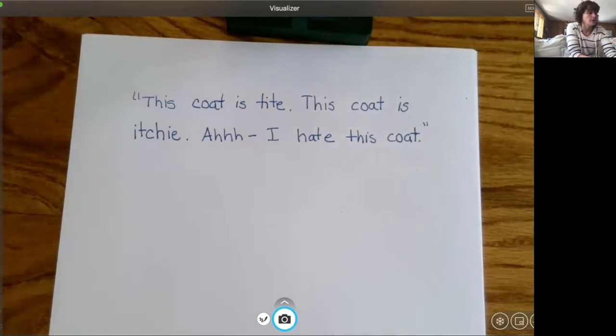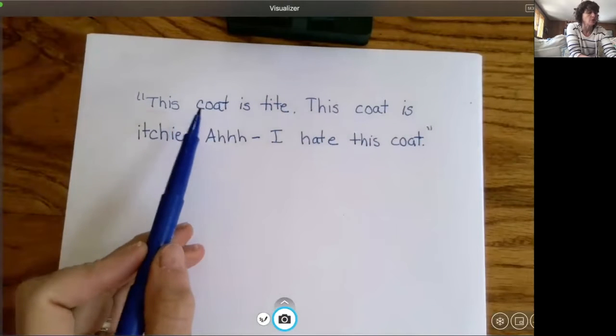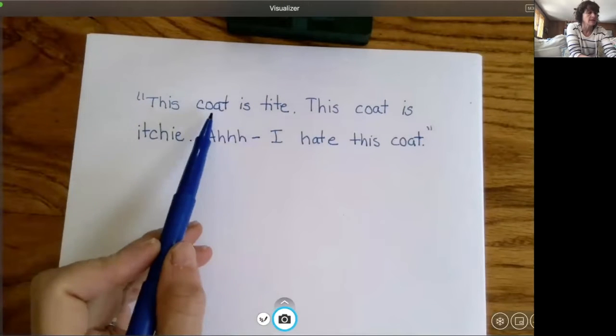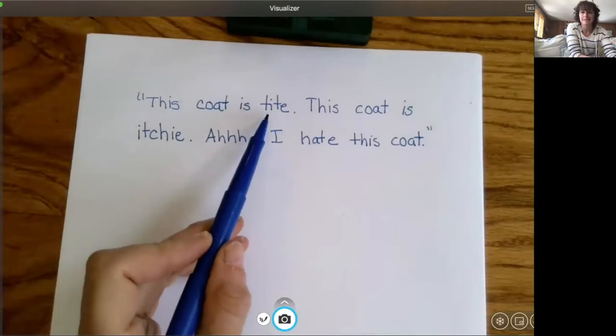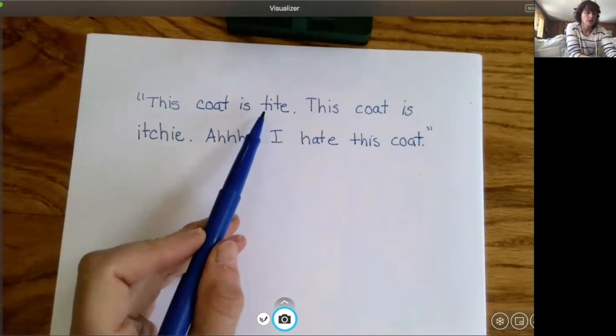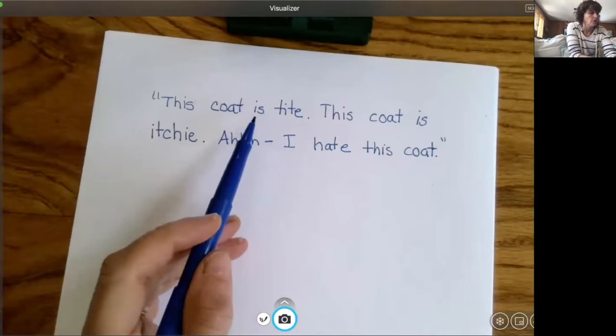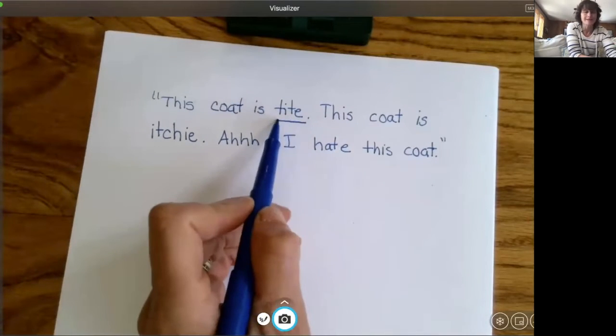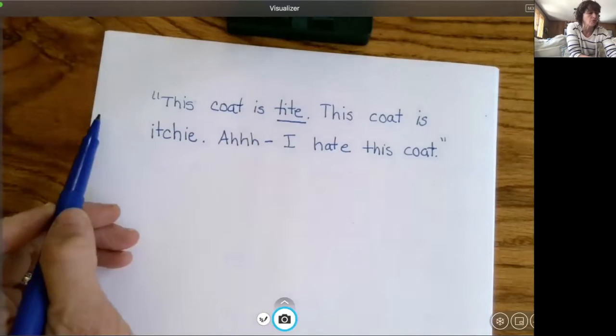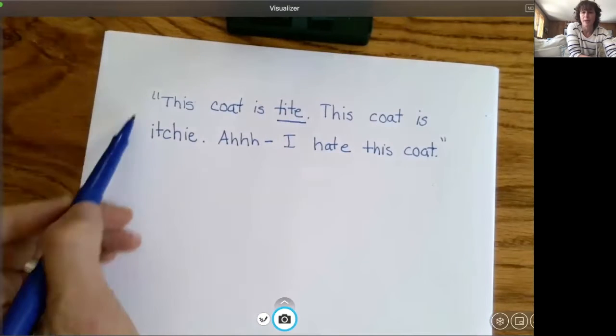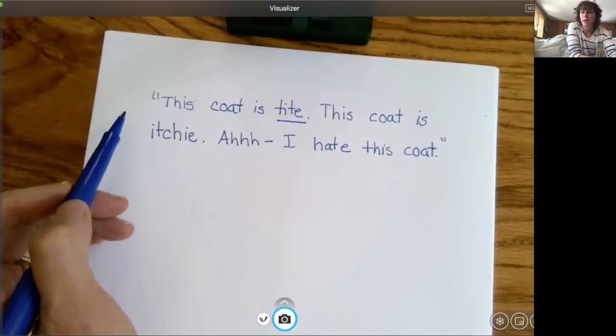So this coat, do those words look right? I'm going to say yes, is tight. I'm going to say tight doesn't look right to me. So what I do is sometimes I underline a word. And then what I try is I try in the margins, like the margins are over here, or you could use a piece of scrap paper. I try different kinds of spelling.